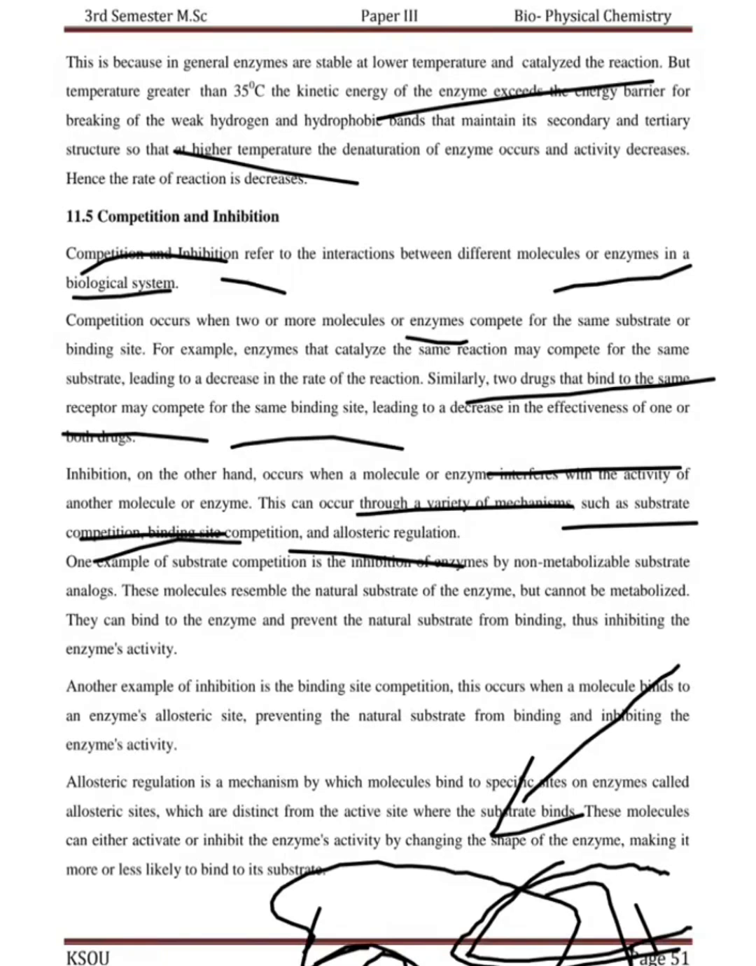So allosteric regulation is a mechanism by which a molecule binds to a specific site on enzymes. Enzymes are nothing but proteins. That site is called the allosteric site, and allosteric regulation is nothing but a molecule binding to a specific site. The molecules bind to specific sites of the enzyme, called allosteric sites.